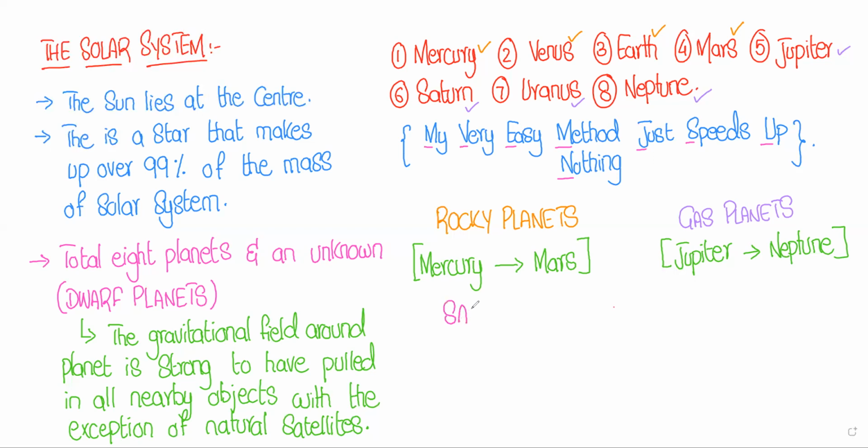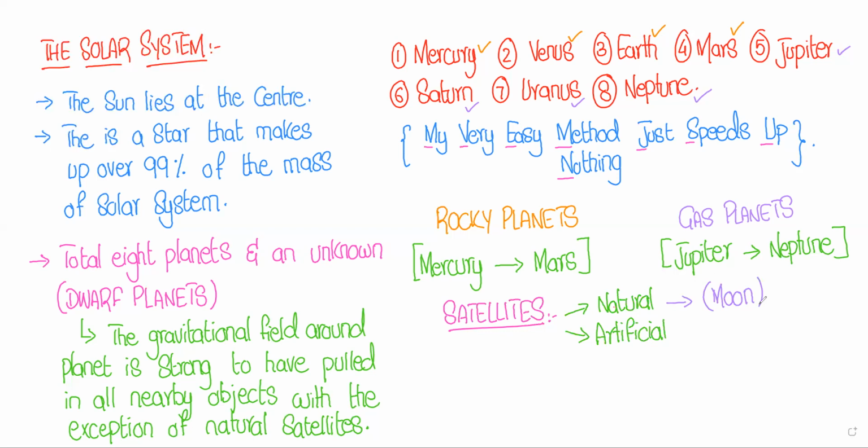So if we talk about satellites, there are basically two types of satellite. One is natural and the second one is artificial. Natural satellites are, for example, the moon, which revolves around the Earth or different planets. Each planet has its own natural satellites.